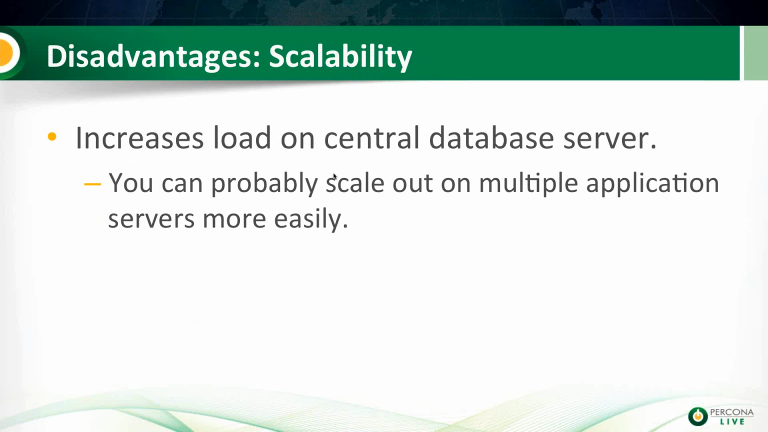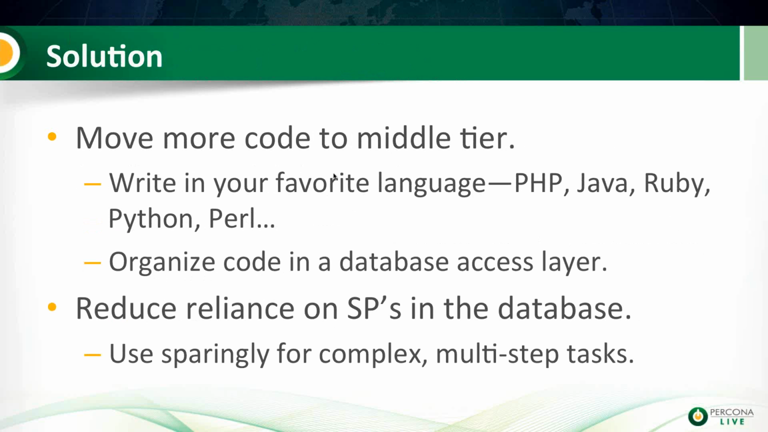Scaling out means spreading the workload over multiple machines. And if you have the capability of moving code onto other machines, that would be a better choice than to execute a majority of your application code on one machine, which is the database server. So move more code to the middle tier.